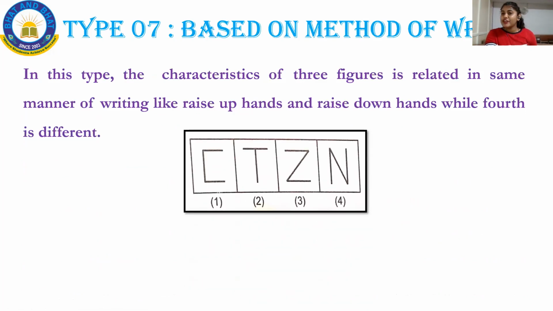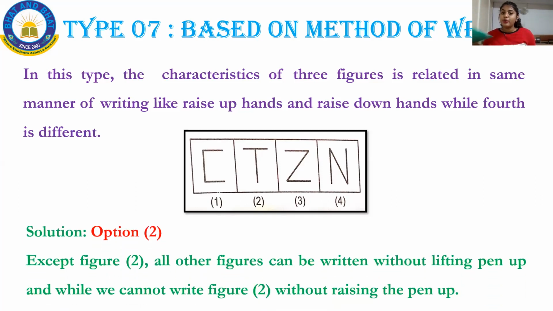So the last type, students, is based on method of writing. Based on method of writing is nothing but you have to see whether your hand is lifting or not. Okay, try with everything now. See which one is the answer here? 2. Why? Because, take your pencil and draw. I'll draw C. For C, did I raise my hand? No. For T, yes, obviously for T, I have to raise up.